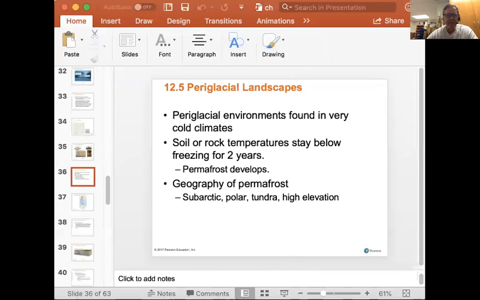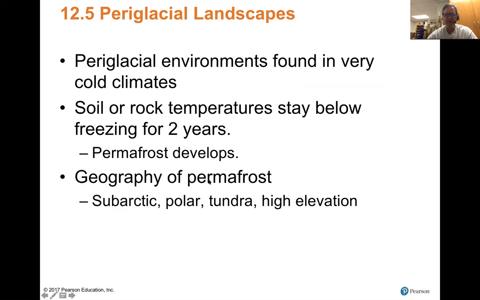Okay, in this part we want to talk about periglacial landscapes, which are these types of landscapes where the ground is often frozen below freezing for at least 2 years. And this is where we see our permafrost and tundra and high elevations and subarctic types of landscapes.